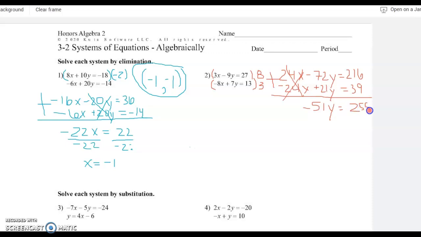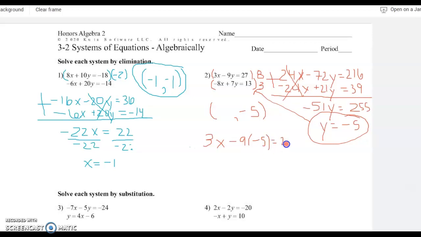Oh, running out of room. So to get y alone, I divide that 255 by the negative 51, and I find out that y is negative 5. So now that I have y, this time I found y first in my ordered pair. To find x, I would take this y value and plug it back into one of my equations. Doesn't matter which one. I'm going to go with the top one. So I have 3x minus 9 times y, which is negative 5, equals 27. So we have 3x, negative 9 times negative 5 is positive 45, equals 27.